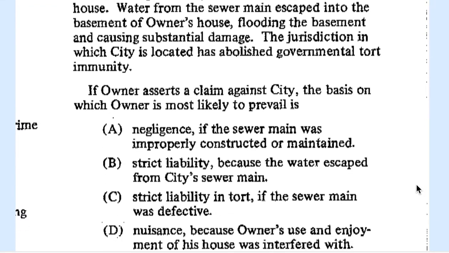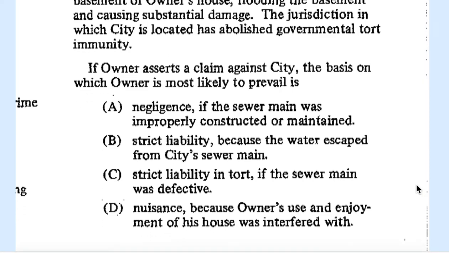If owner asserts a claim against city, the basis on which the owner is most likely to prevail is A, negligence if the sewer main was improperly constructed and maintained, or B, strict liability because the water escaped from the city's sewer main, or C, strict liability in tort if the sewer main was defective, or D, nuisance because the owner's use and enjoyment of his house was interfered with.